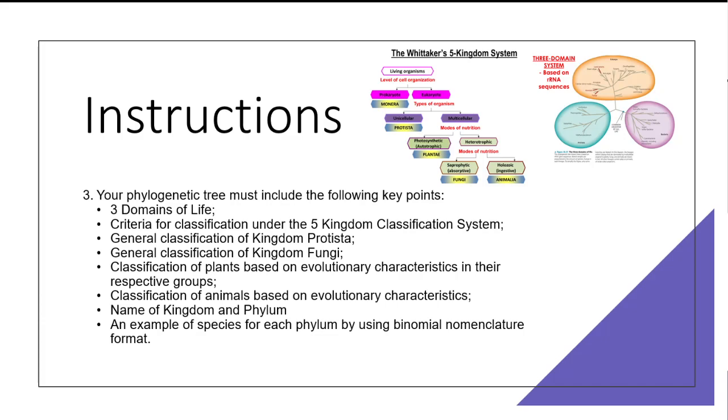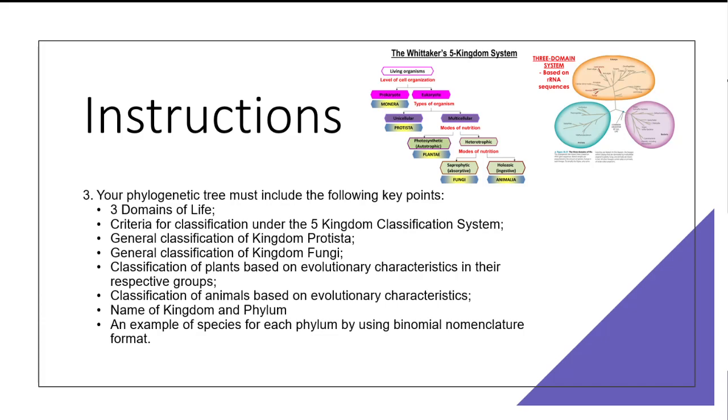Okay, so your phylogenetic tree must include the following key points. You must have the 3 domains of life. You must have the criteria for classification under the 5 kingdom classification system. Okay, this criteria for classification is the prokaryotic, eukaryotic, unicellular, multicellular, autotrophic, heterotrophic. That is what is meant by the second point.